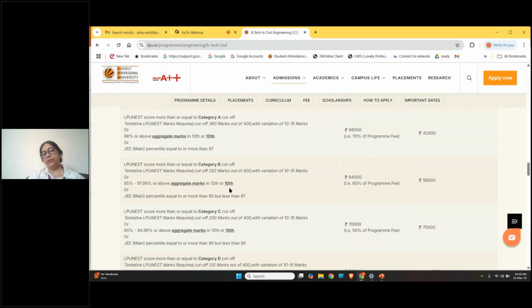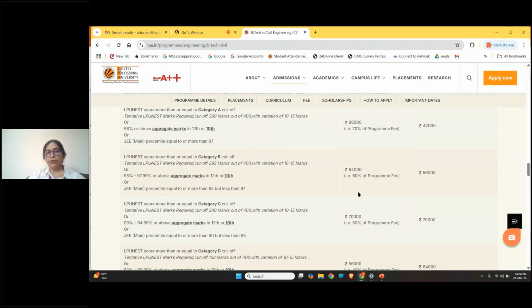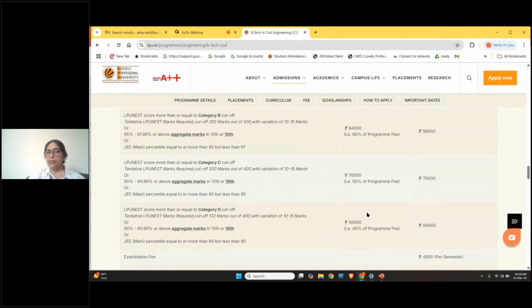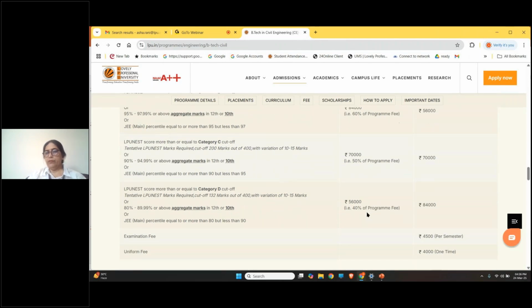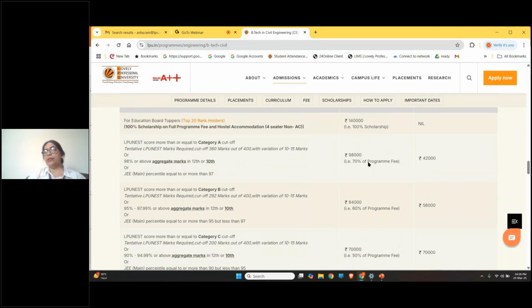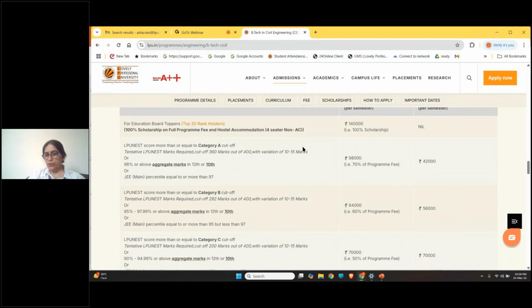Now, the scholarship based on 10th will not be available after that time. If you have a very good score in your JEE, you will get 60% of your program fee, or accordingly 50% of your program fee as your scholarship. So we have scholarships from 40% to 70%, and it can be 100% if you are a board topper.